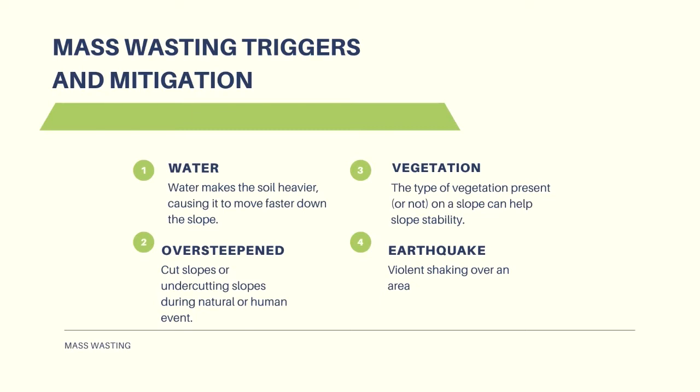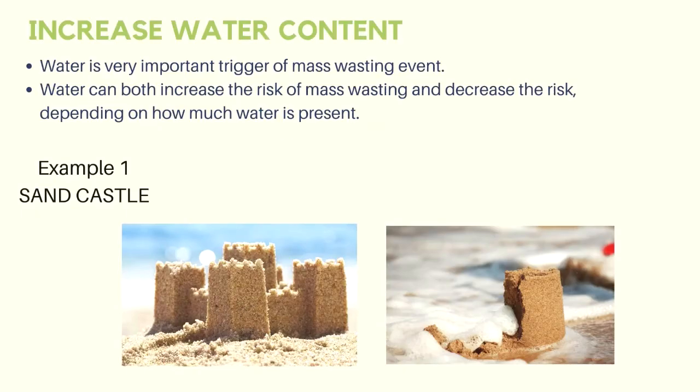Third is removal of anchoring vegetation, again, by both natural and human-caused events. And the last one is earthquakes, violent shaking over an area. Increase of water content. Of all the factors that play a role in erosion and therefore trigger mass wasting, increase of water content may be the most important.